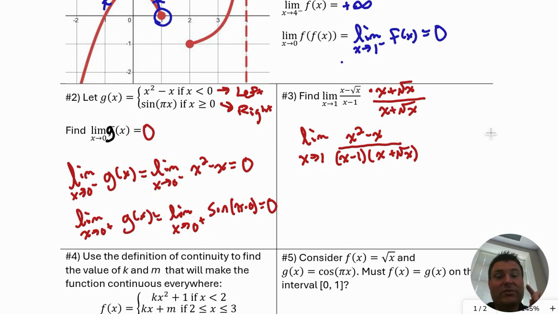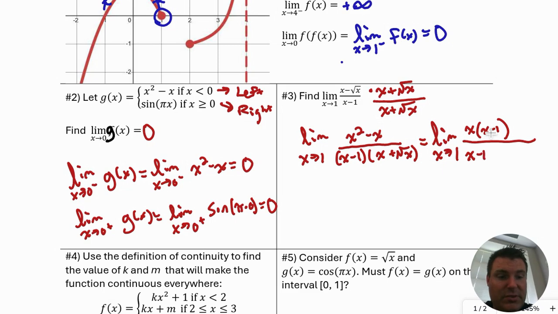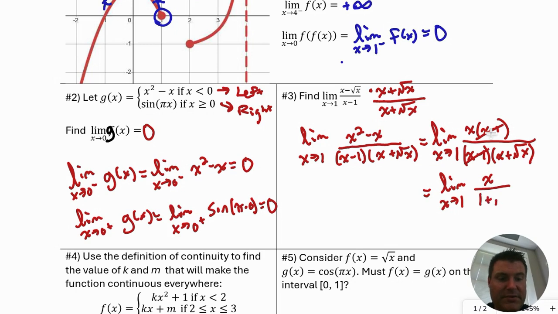Now, if we notice, we do factor now on the top, so this is mathematically equivalent to the limit as x approaches 1. The top does factor to be x minus 1. Bottom is x minus 1, x plus root x. Now, these x minus 1s do cancel out, so they're gone, and I'm left with the limit as x approaches 1 of x all over x plus root x.